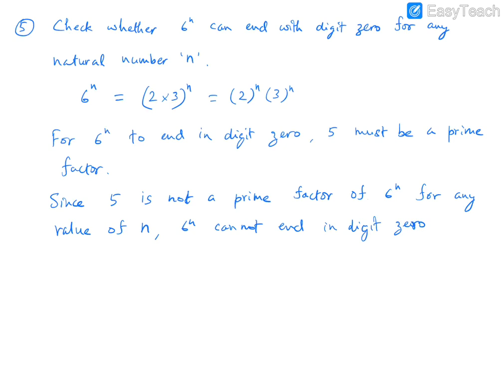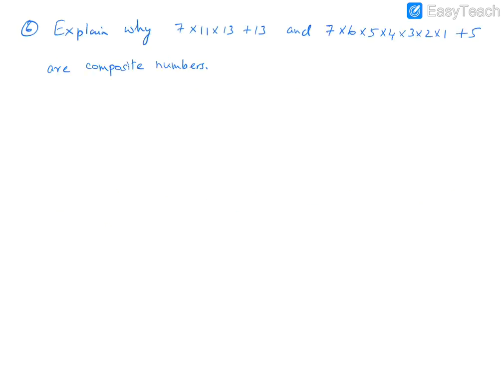Okay, so that is how we go on to prove this particular kind of problem using the prime factorization idea. Okay, moving on to the next question. We are asked to explain why these numbers are composite numbers. The fundamental theorem of arithmetic states that any composite number can be represented as a product of some prime factors.